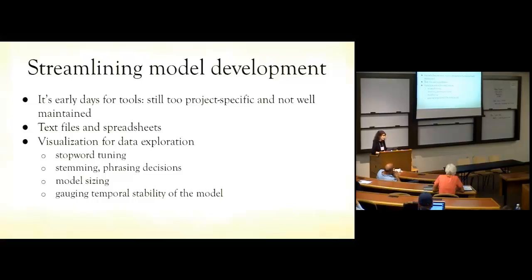So we're looking at providing some support for people who are involved in the process of building topic models and tuning topic models. The purpose of that is data exploration, including stop word tuning, making these kinds of stemming and phrasing decisions, deciding what size of a model to make, how many topics, should it be 50, should it be 700, and getting a sense of how the model changes over time. So is there in the corpus of documents a discourse that's present at the beginning that has disappeared by the end, or the other way around?